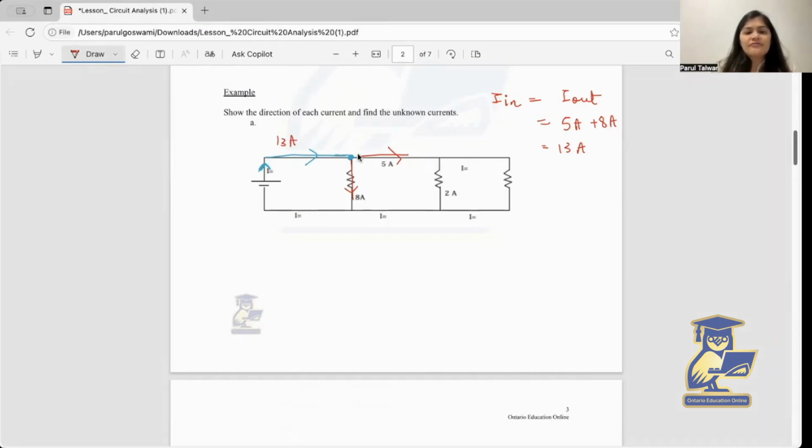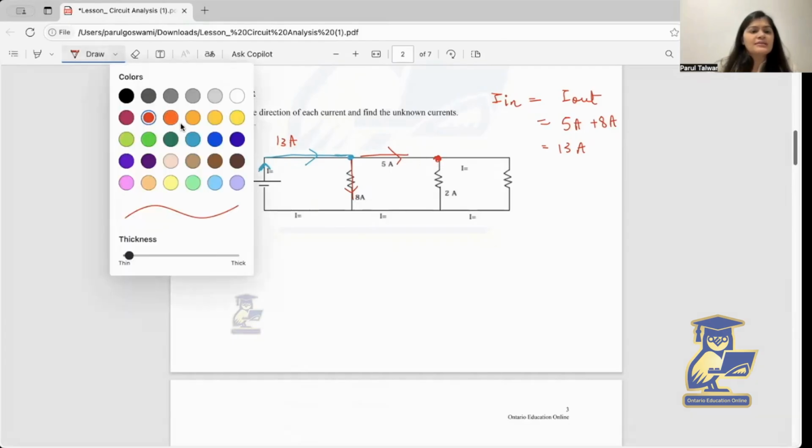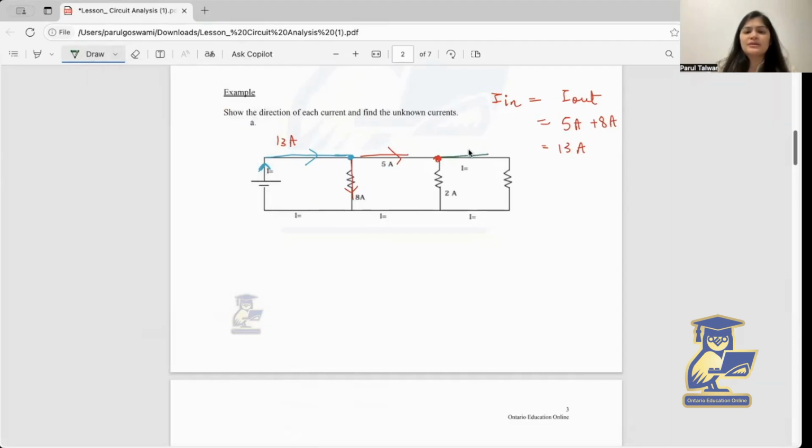Now as the current 5 ampere will move here, it will reach another junction, which I have drawn with the red color. At this junction again, the current gets two pathways. One is here and another pathway is this one. Out of 5 ampere, which will be the incoming current for this junction, we are again going to apply I incoming equals I outgoing.